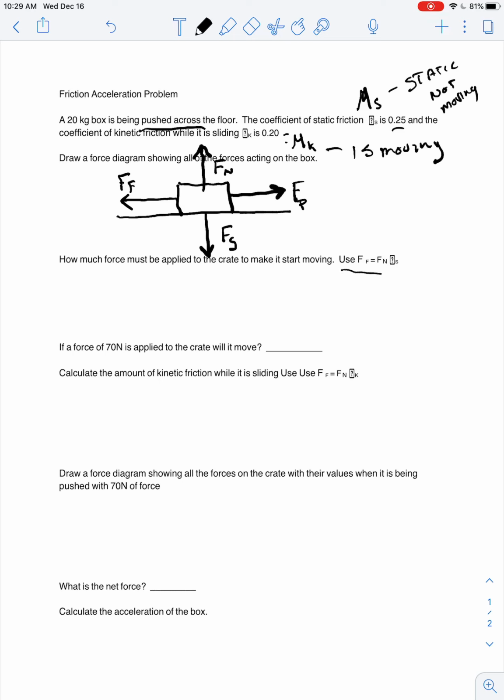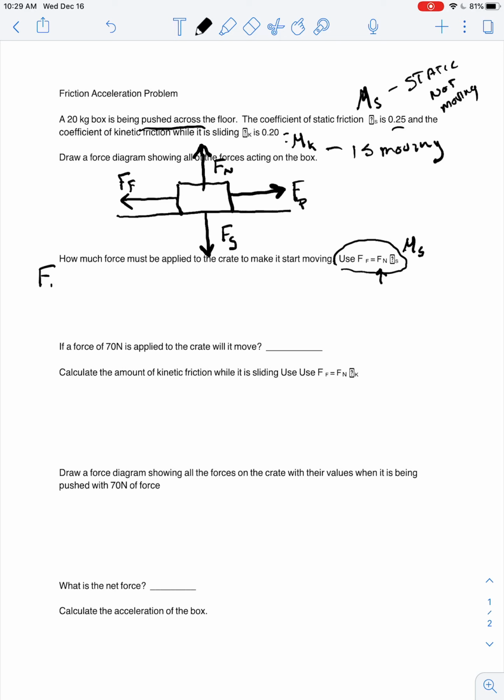Okay, so we're using our friction force, and we want the normal force times the mu static. Mu static is 0.25. Now, how much is the normal force? Well, we know that if it's not rising or falling, then my normal force has to equal the gravity force. These two forces are equal and cancel each other, and that's why it doesn't rise, and that's why it doesn't sink.